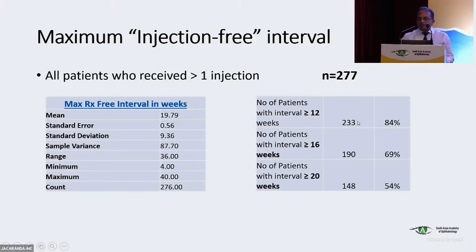And if you see, more than 12 weeks of injection-free interval was reached in 84% patients, more than 16 weeks in 70%, and 54% patients could achieve a treatment-free interval of 20 weeks. But again, I like to emphasize, this is a one-time achievement. It's like a one-time high jump record. You have jumped 6 meters, 10 meters. It's not that they were doing it consistently.